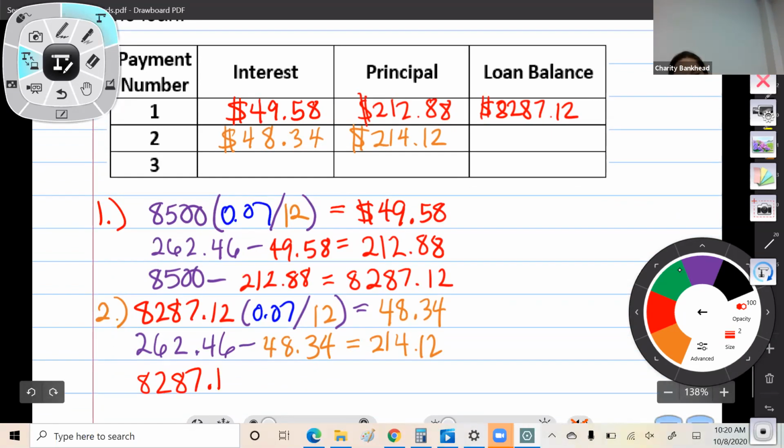So then take the previous balance and subtract $214.12. So your new balance is $8,073.00.